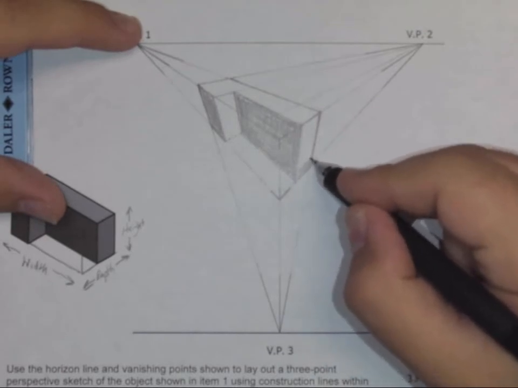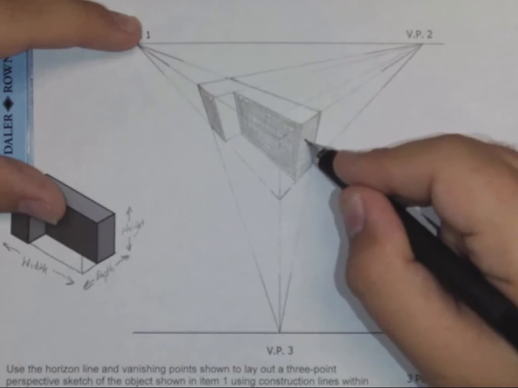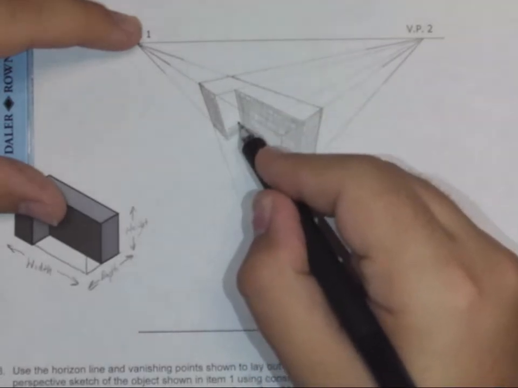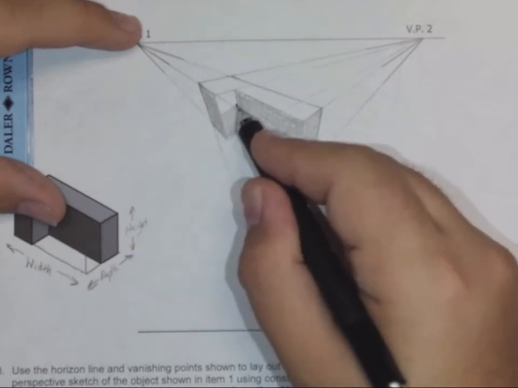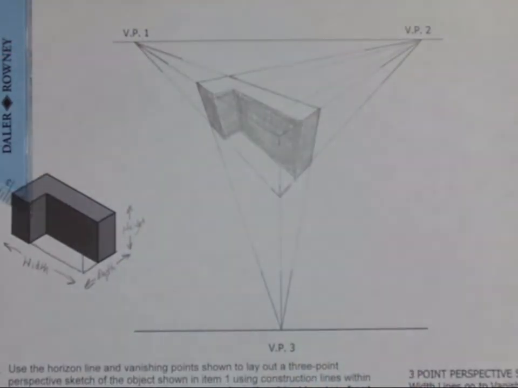And then the sides will get just a little bit of shading there. Okay, and this finishes out the 3-point perspective sketch.